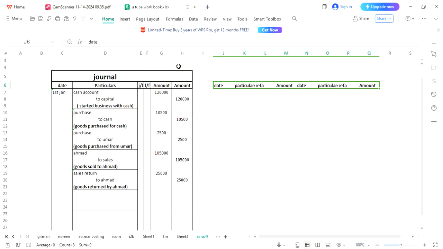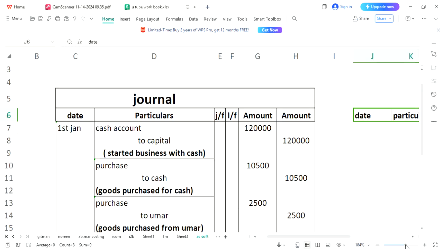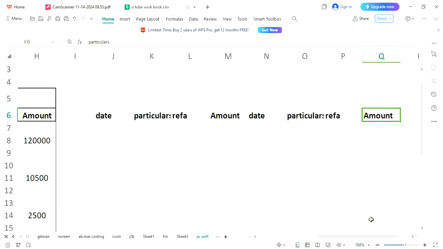Make it bold. I am going to zoom a bit so that you can understand it. So here we have date, particulars, then reference and amount. These are four columns on the left side, then four columns on the right: date, particulars, reference and amount.